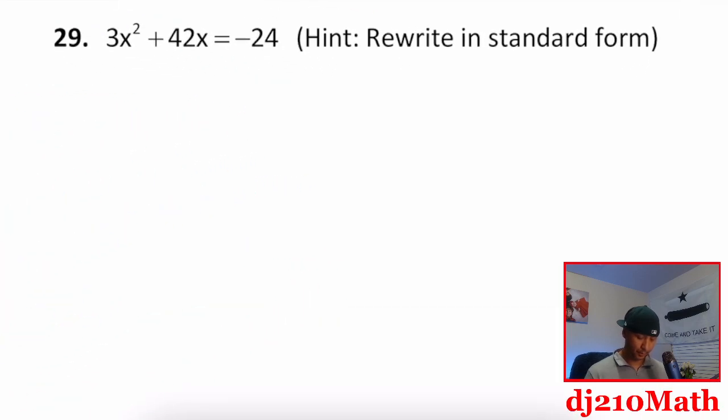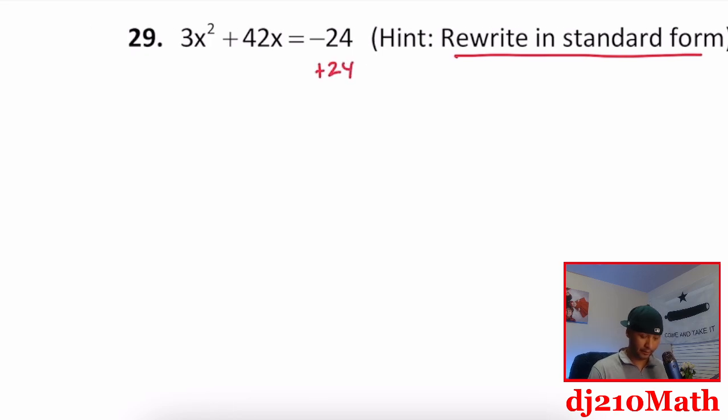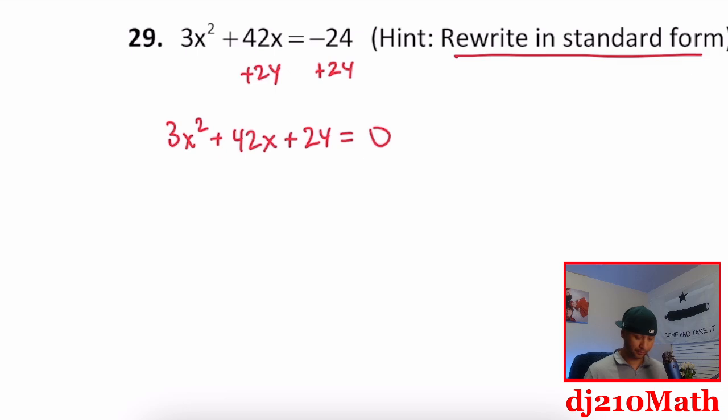Number 29. Hint, rewrite in standard form. Okay, so standard form meaning we want everything on one side. So this is 3x squared plus 42x plus 24 equals 0. First thing I realize is that if I try to use the quadratic formula right now, it's gonna suck. There's no other way to put it. However, if we divide everything by 3, because we notice that all these numbers are multiples of 3, it's gonna make life a little bit easier.